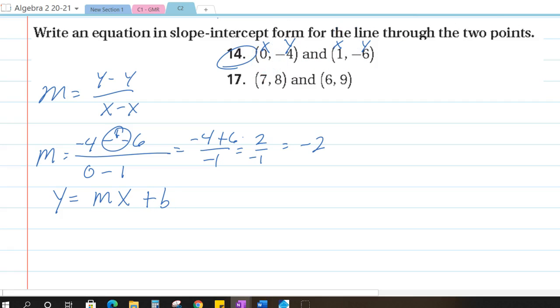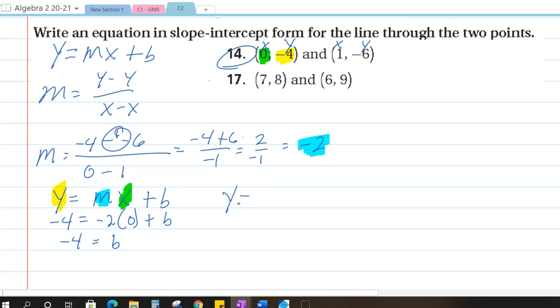I like zeros. I'm going to use the first point. So my y is negative 4. My m is negative 2. My x is 0. I plug it in order to find b. That gives me negative 4 is equal to negative 2 times 0 plus b. Negative 2 times 0 is 0, so b is equal to negative 4. Now I have the important things for my slope-intercept form. That gives me y equals negative 2x plus my b, which is negative 4.